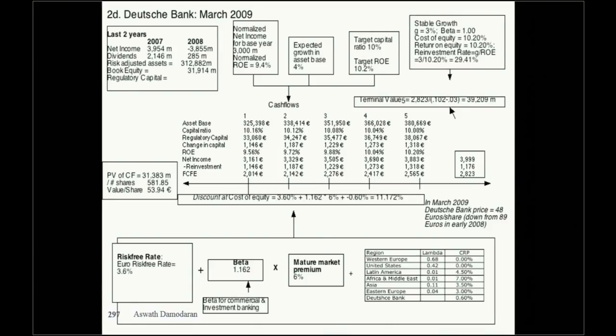So here's my valuation of Deutsche in March of 2009. With those free cash flows to equity discounted back, the value per share that I got was about 54. Stock was at 48, well below the 89 it was before the crisis, but it wasn't a bargain anymore because the amount of regulatory capital they would need to keep going was eating away enough of the cash flows that it got reflected in there.